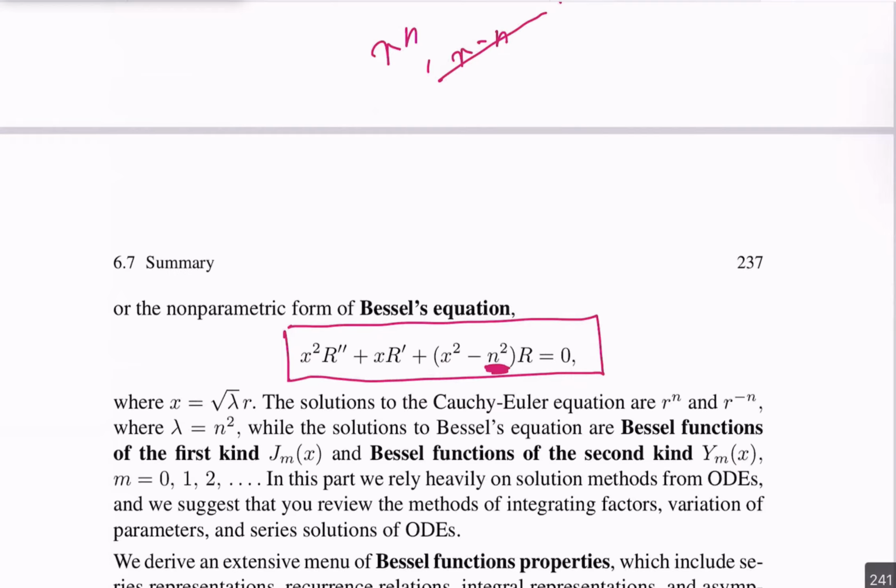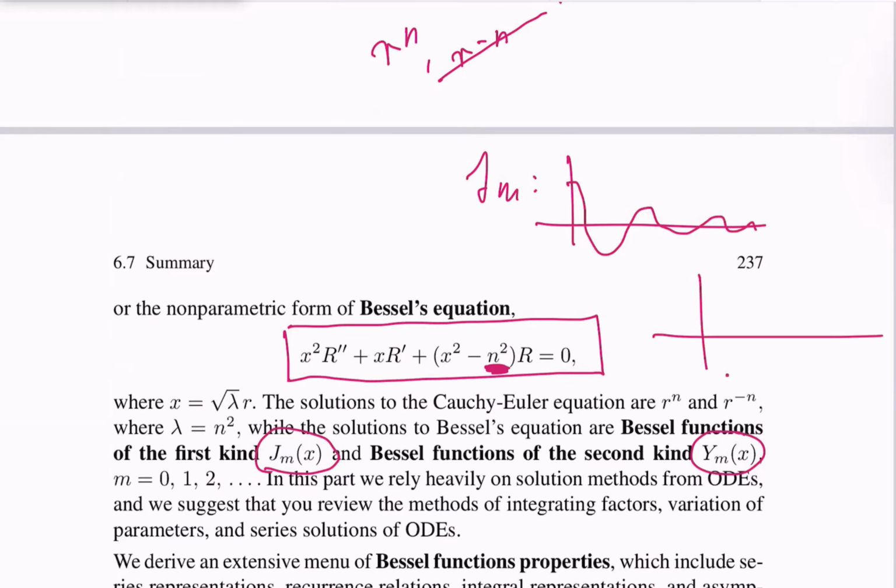Bessel functions, yay! And these are the Y_m's and the J_m's. These were functions which oscillate like this, and the Y_m's were functions that came from minus infinity and oscillate like this. Y_m of x and J_m of x. So meaning the J's are the good guys and the Y's are the bad guys. And we want to remove them again because they go to minus infinity when x gets really small.